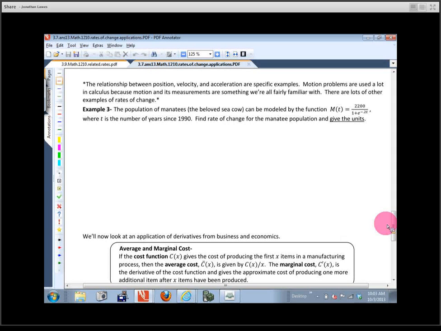those motion examples are pretty classic. We use those all the time. But it's also important to see that you can actually use rates of change in lots of different areas. Might be business, might be biology, or something like that. So I've got a couple of examples right here. This one is from biology, and it says the population of manatees.